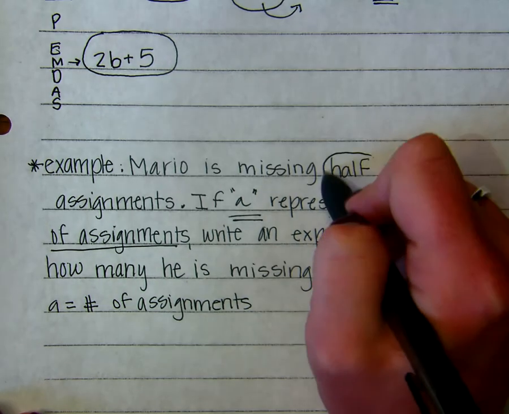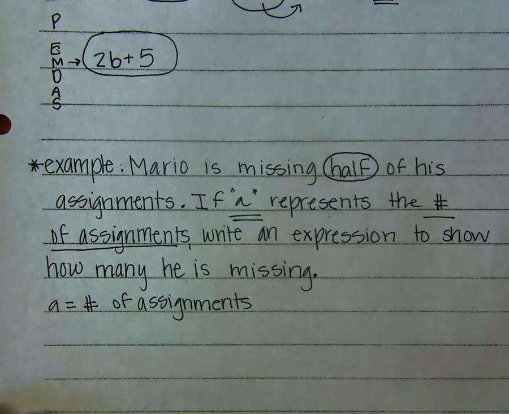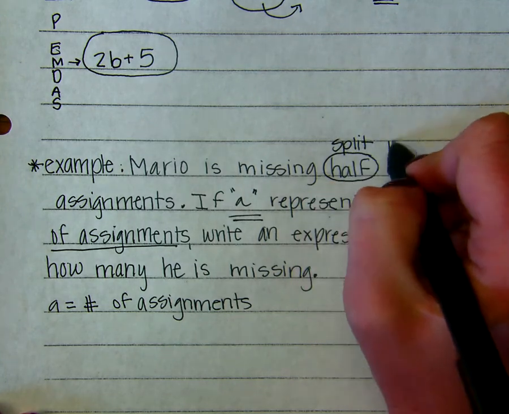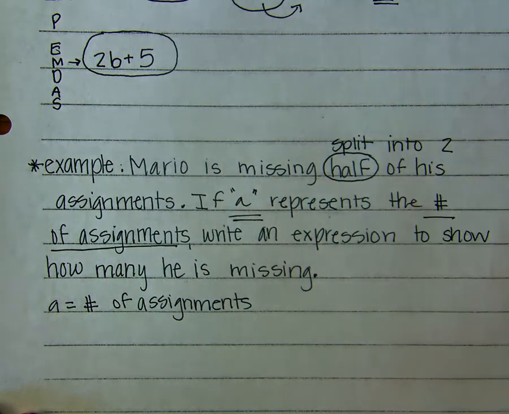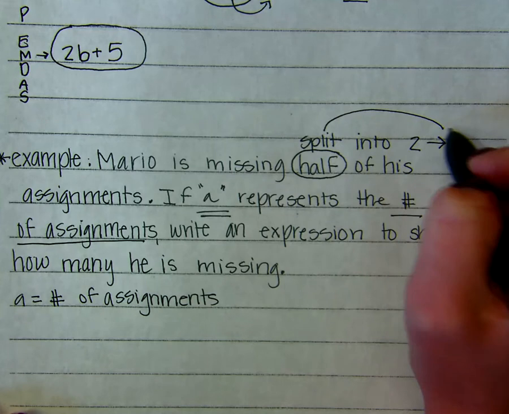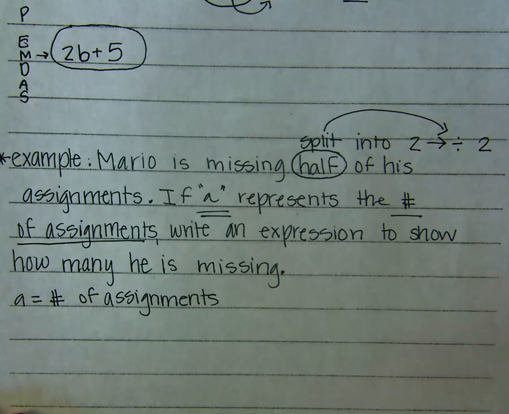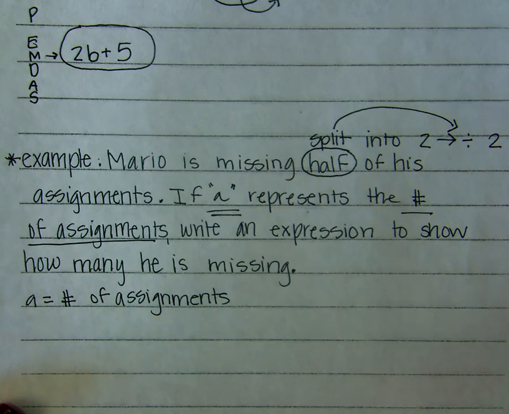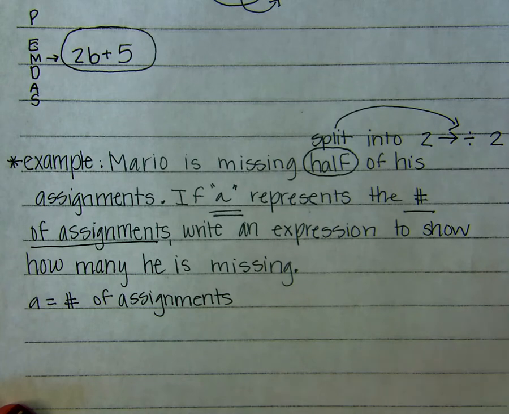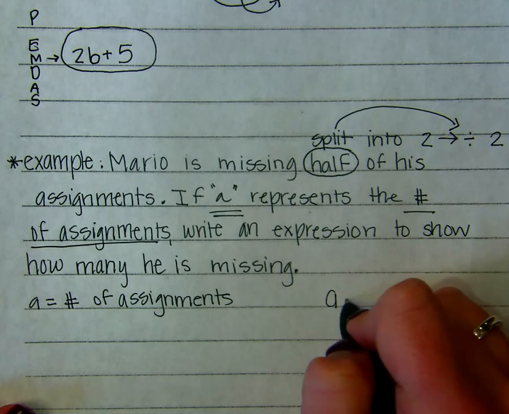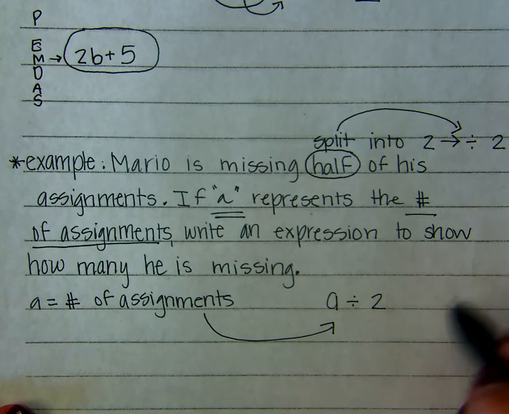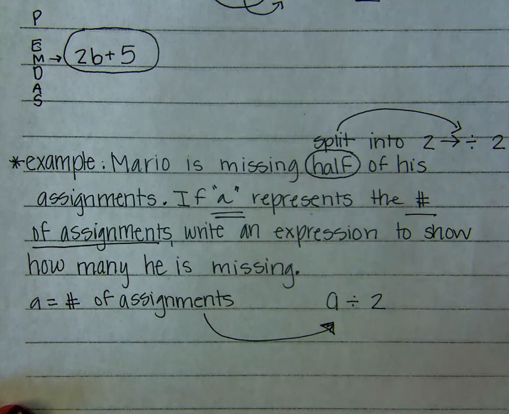Okay. So then I'm going to look for keywords that I see that would help me create the expression. I see half. And I know half is when you split something up into 2. So since I am splitting into 2, that means I am dividing, because split means divide, by 2. So, if I am dividing however many assignments there are in all by 2, I should be writing A divided by 2 for the expression. A being the number of assignments, 2 helping me solve for how many he has.